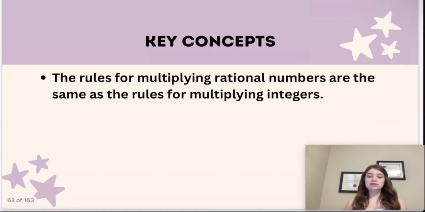So basically, the rules for multiplying rational numbers are the same as the rules for multiplying integers. So if we multiply two positive numbers, we get a positive result. If we multiply two negative numbers, we also get a positive result. And if we multiply a positive and a negative, or a negative and a positive, we get a negative result.